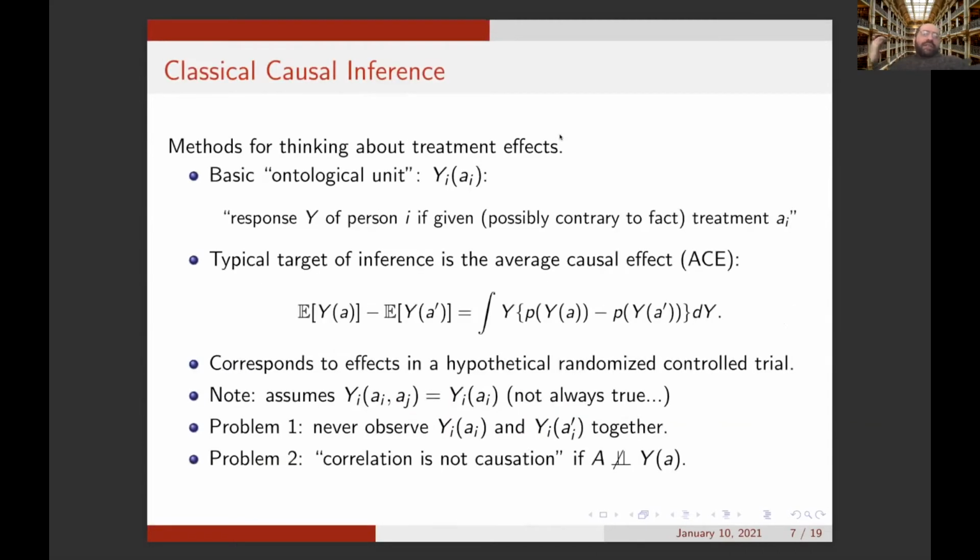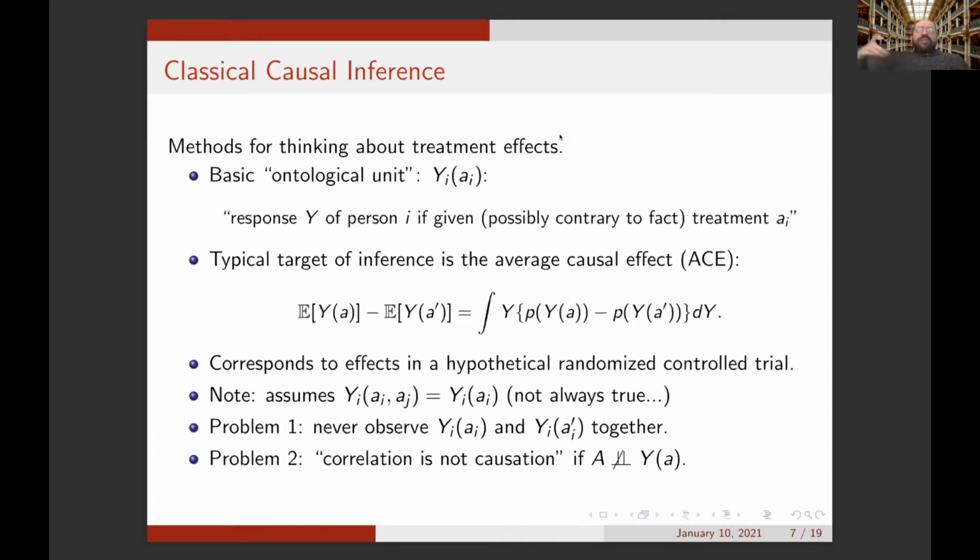Okay, so in classical causal inference, we think about treatment effects, and a basic ontological unit in causal inference is what's called the potential outcome random variable, which is the response Y of some person i if they were given, possibly contrary to fact, some treatment A. So this morning I had coffee and I don't have a headache, and I would be interested in knowing whether I would have had a headache if I did not, contrary to fact, have coffee this morning.